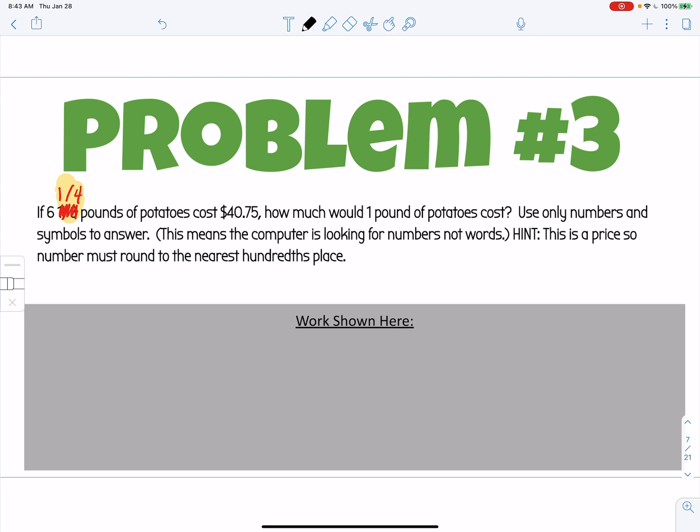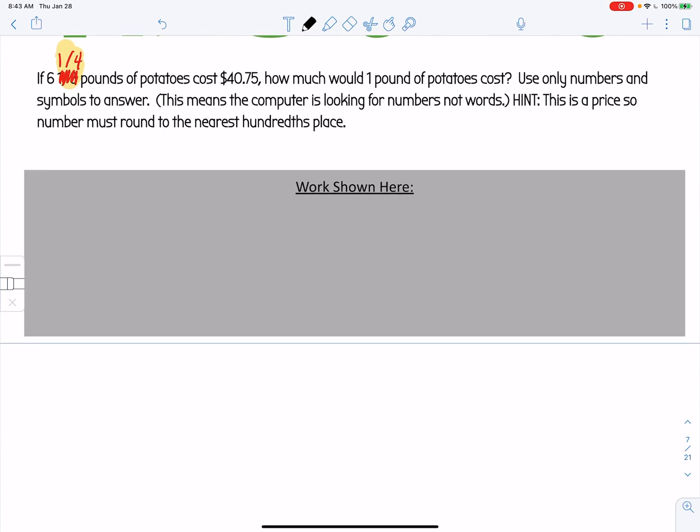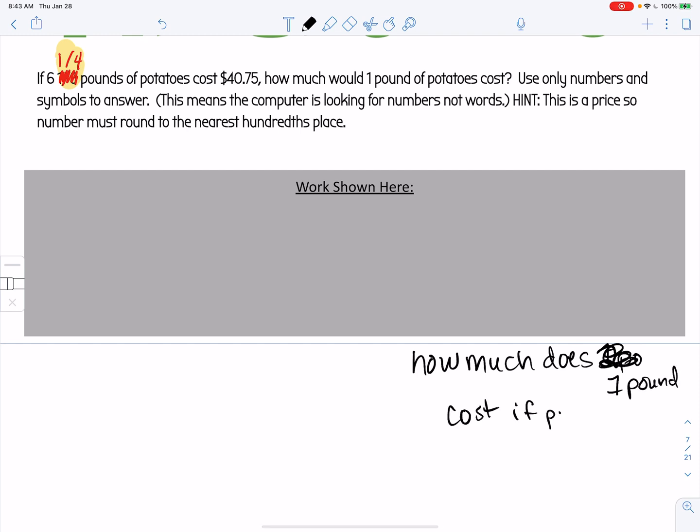All right, so first I want to think about it with regular numbers. So I'm going to go down here and pretend that it said, how much does 1 pound cost if potatoes were $40 for 5 pounds. Why am I doing this? Because right now, if I think about it as a whole number instead of a fraction and a decimal, I might be able to make sense of what mathematical process I'm using.